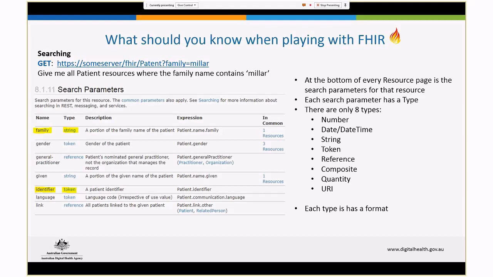Quantity is once again a number. That's a decimal number. I think number is just an integer, where quantity is a decimal. And URI is like a web address. You know, it has a URI of www.google.com. So every search parameter has a type.